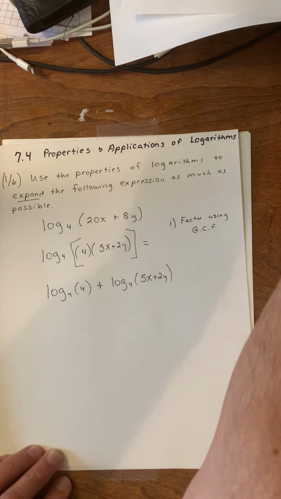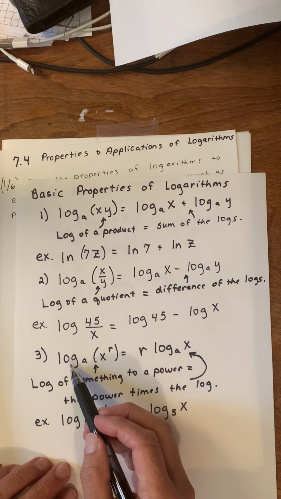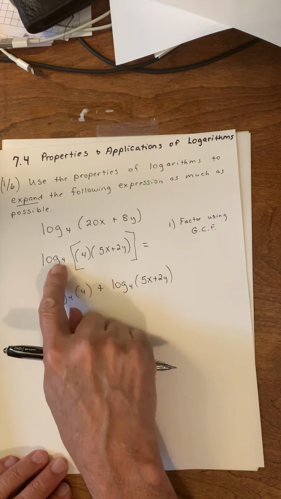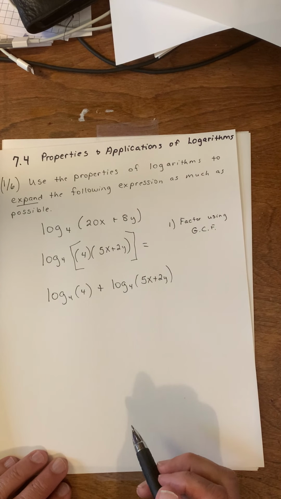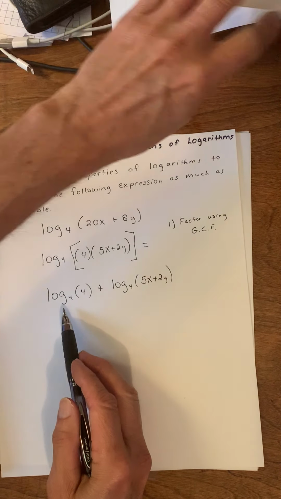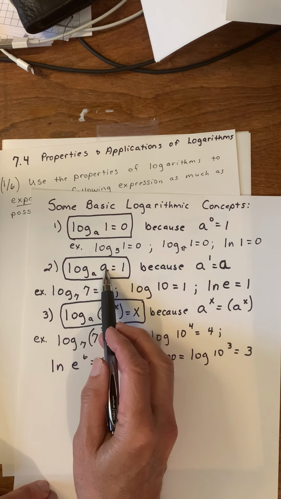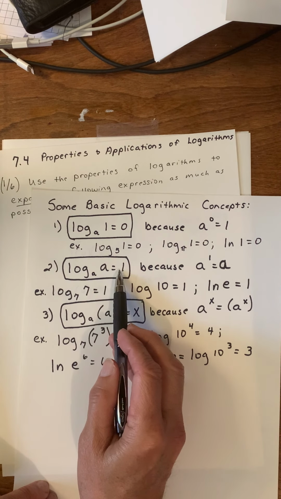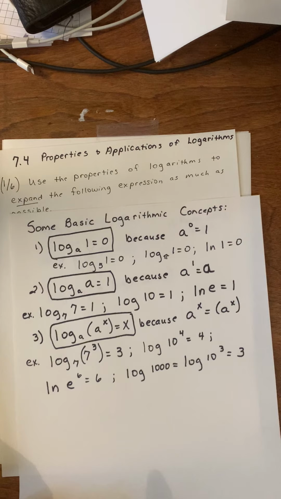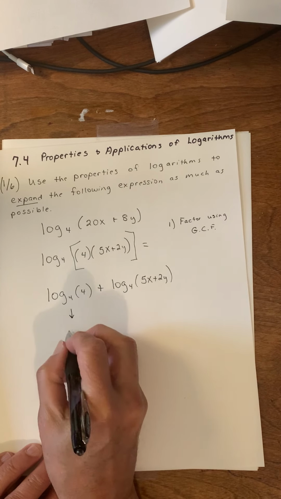Now I'm going to need to be on my toes, looking for logs of products, logs of quotients, or logs of something to a power. We created the product, so there's the log of the first plus the log of the second. Hey, this guy right here is looking awfully familiar and awfully suspicious. Log base 4 of 4, log base a of a, is just going to be 1. Log base anything of itself is just going to be 1. That's one of our basic logarithmic concepts. So log base 4 of 4, that's just 1.